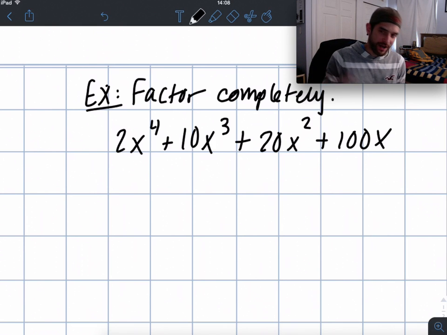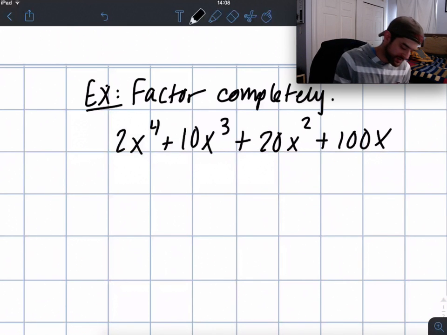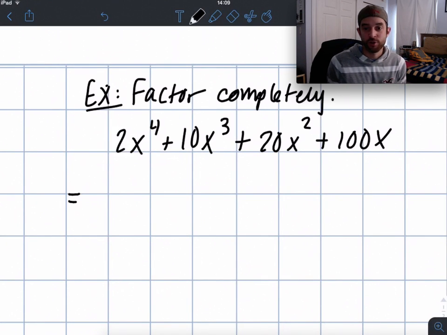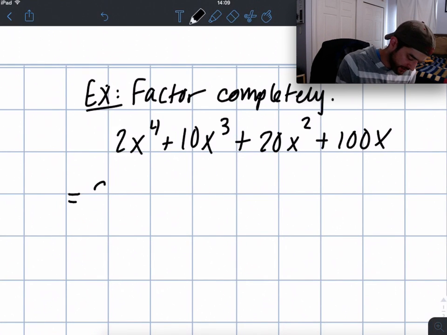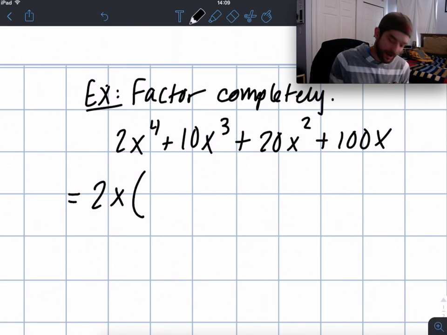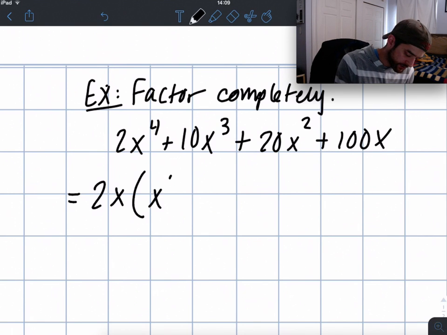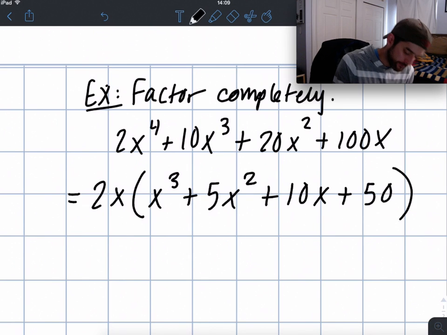Now, I don't have a degree of 3, I have a degree of 4. However, remember what I said in the first example, see if you could factor out a GCF, which I can. I can factor out a 2x. Every one of those shares a 2x. After I factor out the 2x, I have x cubed plus 5x squared plus 10x plus 50.